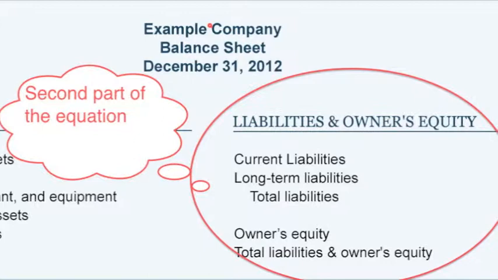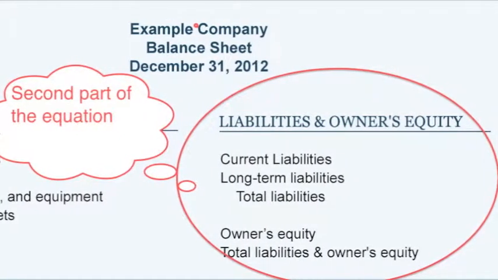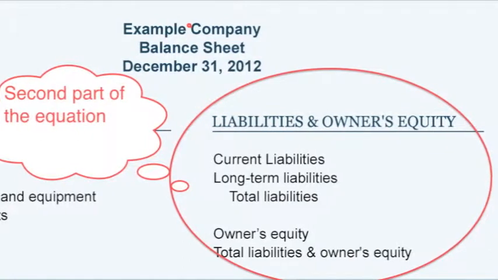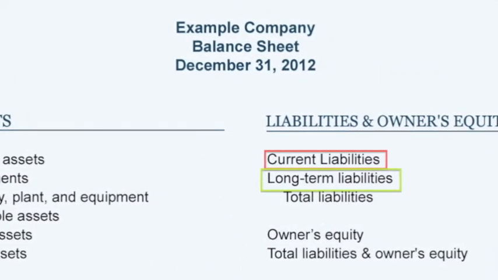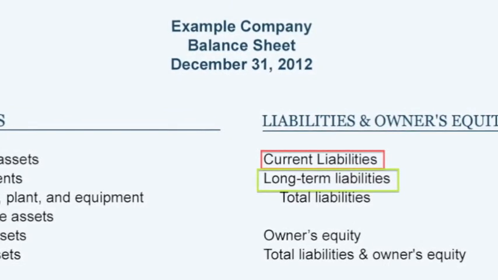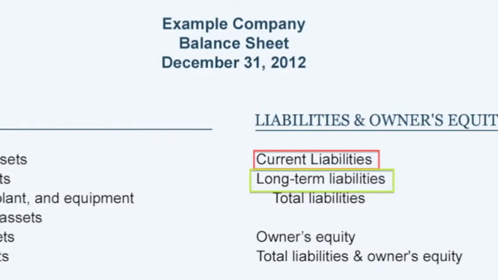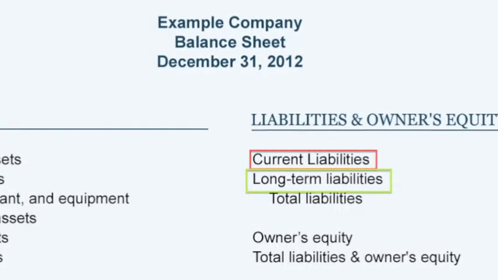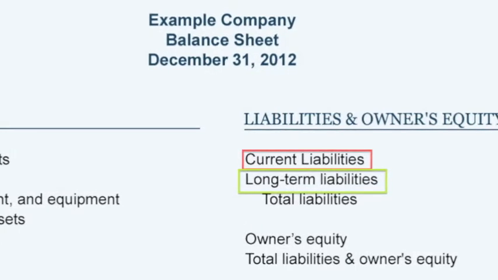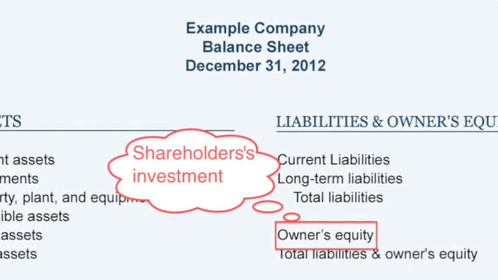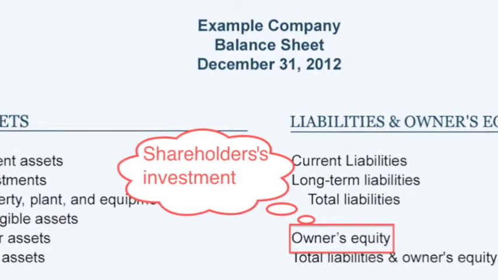Then, on the right side of the balance sheet, you find the second part of the equation, which is liabilities plus shareholder equity. Liabilities are divided in two main parts: short-term liabilities, which appear first, and long-term liabilities second. This part shows what the company owes to creditors. Then, you have the shareholders' equity, which shows the amount invested by the shareholders.